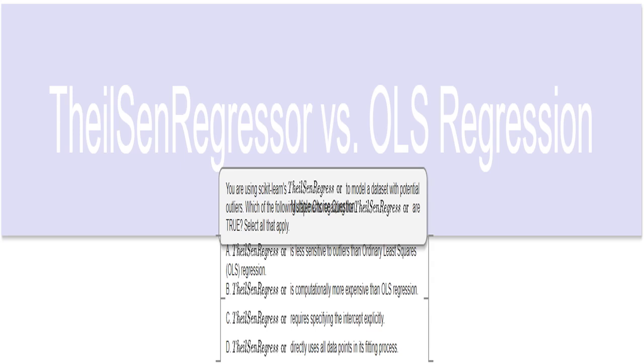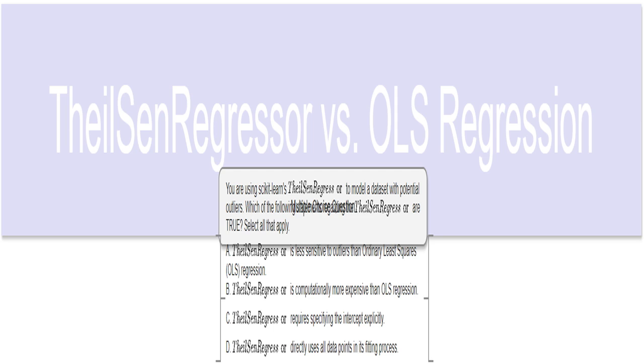I'll compare TheilSenRegressor and ordinary least squares, OLS, regression. Think of them as two different ways to draw the best fitting line through a set of data points. OLS is like a straight ruler. It tries to get as close as possible to every point and is easily thrown off by unusual points, outliers.